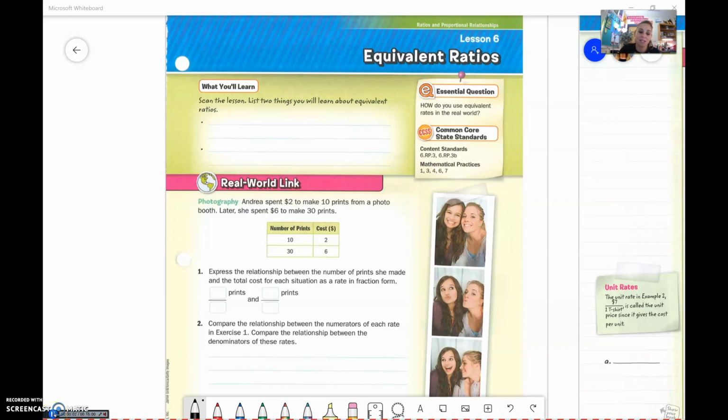Okay, we're going to go ahead and get started on equivalent ratios, and that starts on page 59. So go ahead and get your book open to 59. Again, if you don't have your book, then you're going to want to make sure that you put the notes on a piece of paper somewhere that you can keep them all together so that you can use them later.